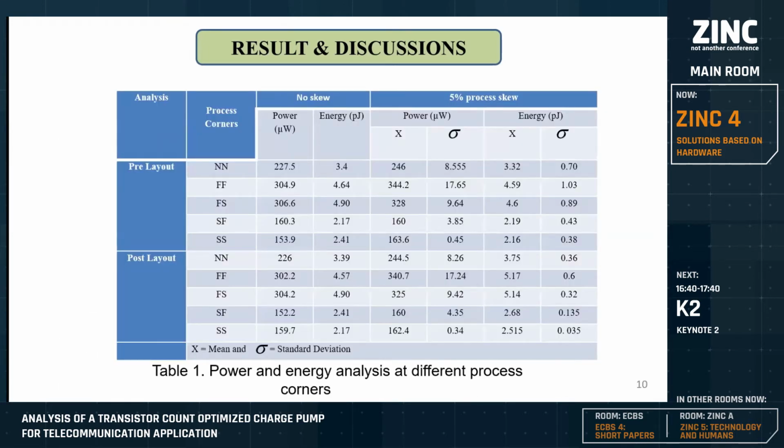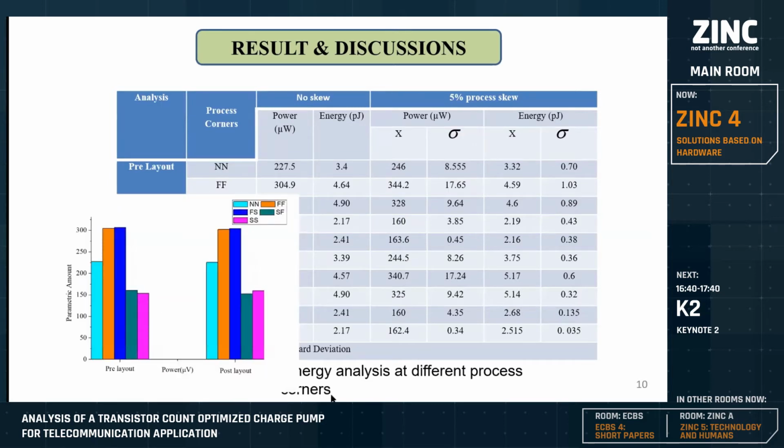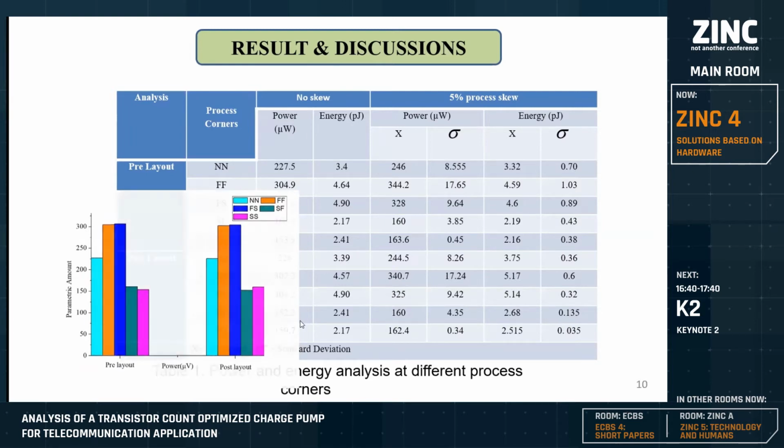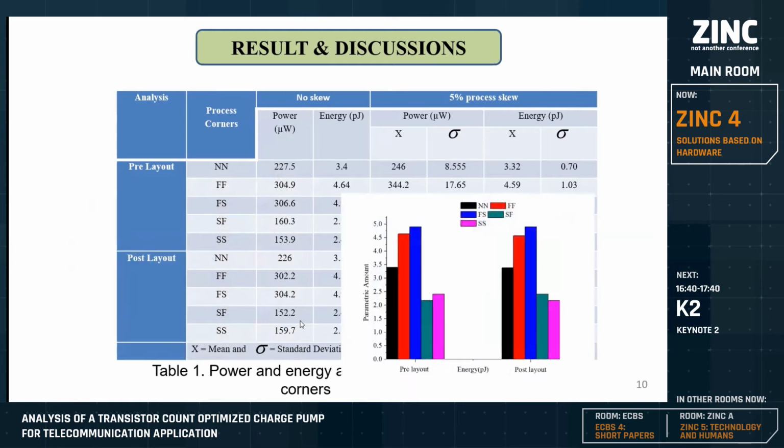Now the power analysis for the charge pump. Here are the bar charts for the power and energy analysis for pre-layout and post-layout. You can see from the graph that the power for pre-layout is only 227.5 microwatt in nominal condition, and the same for post-layout also. Now this is the plot for energy. Here also you can see the similarities between pre-layout and post-layout from the bar chart, and it is 3.4 picojoule energy in the pre-layout as well as in the post-layout.